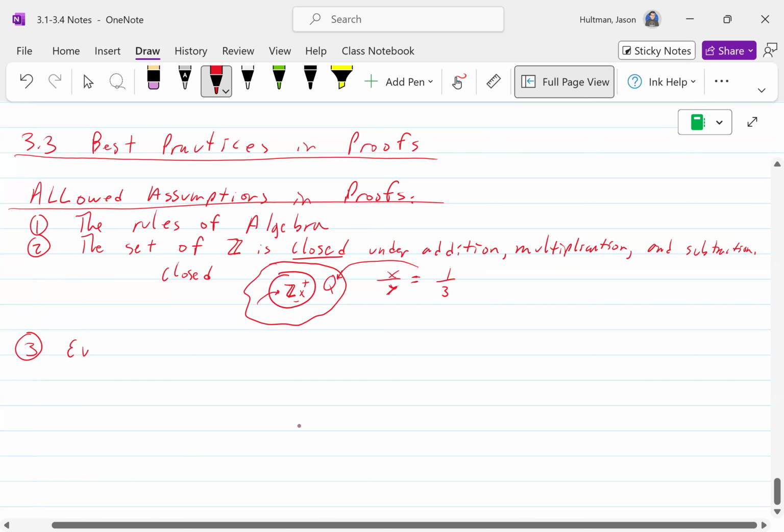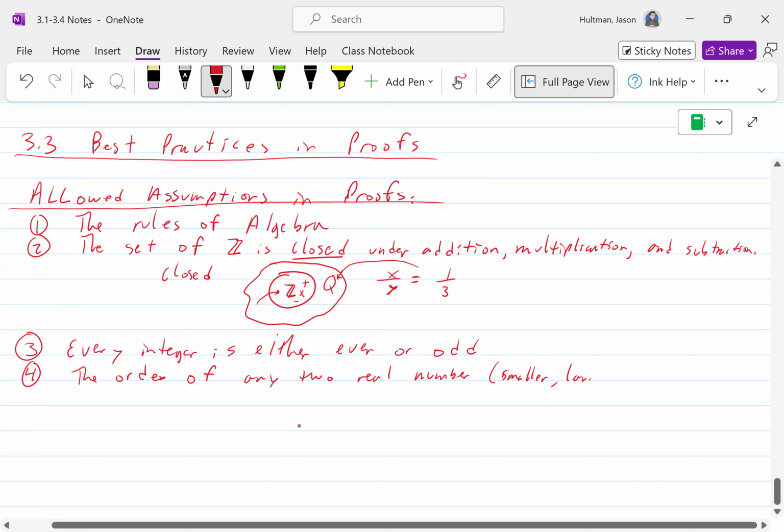Okay, number 3, we can assume that every integer is either even or odd. Okay, we can assume the order of any two real numbers. Okay, the idea that there is something that is smaller or larger exists. Okay, and we can assume that the square of any real number is greater than or equal to 0. Okay, is non-negative.